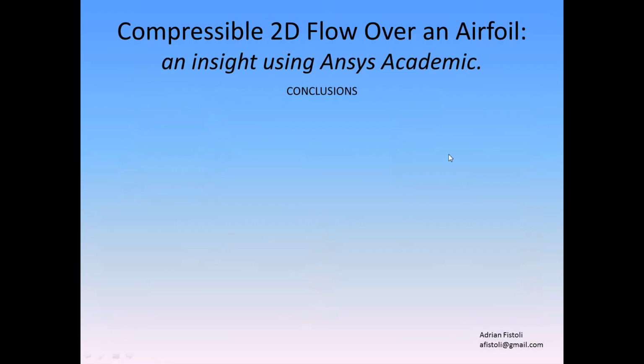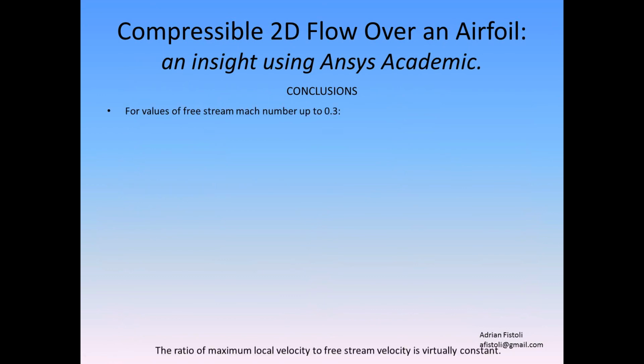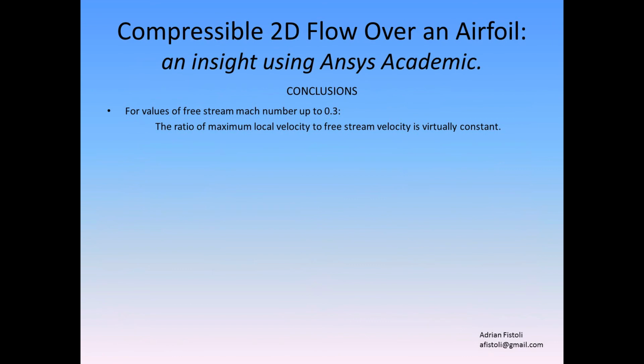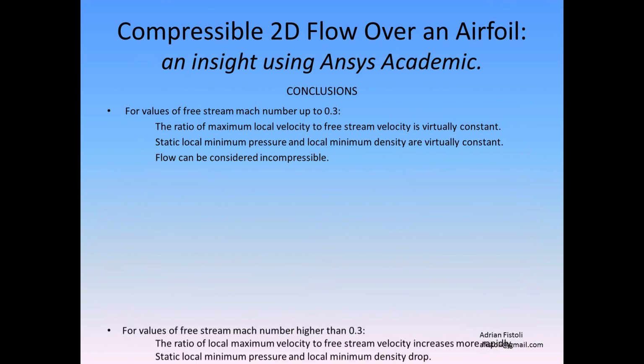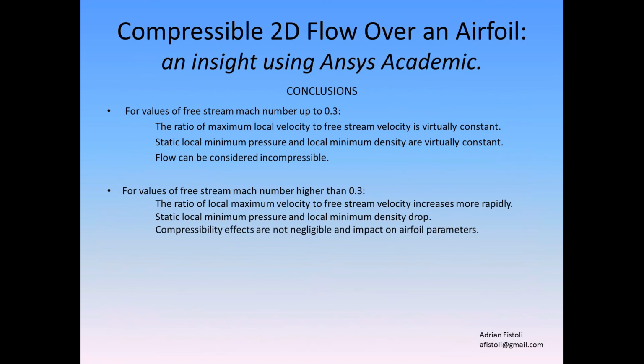Now, for conclusions, what do we have? Well, for values of free stream Mach number up to 0.3, the ratio of maximum local velocity to free stream velocity is virtually constant. The static local minimum pressure and local minimum density are also virtually constant, and the flow can be considered incompressible. Now, for values of free stream Mach number higher than 0.3, the ratio of local maximum velocity to free stream velocity increases more rapidly. Also, the static local minimum pressure and local minimum density drop, and compressibility effects are not negligible and impact airfoil parameters.